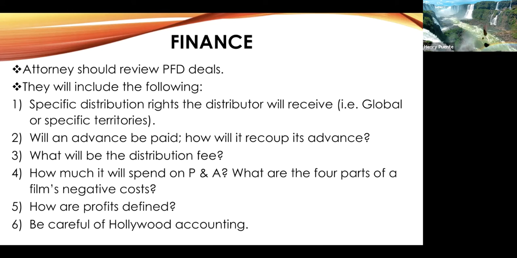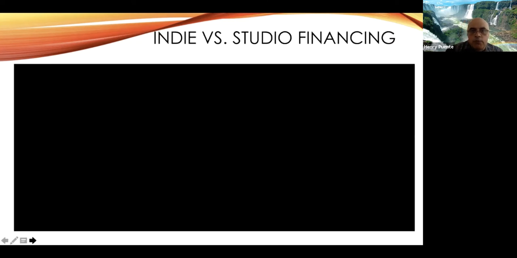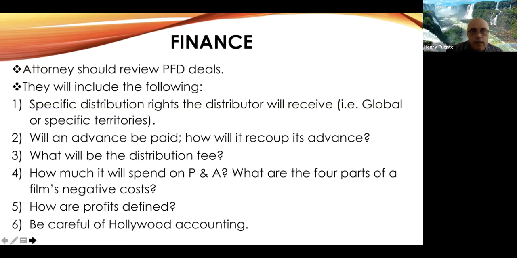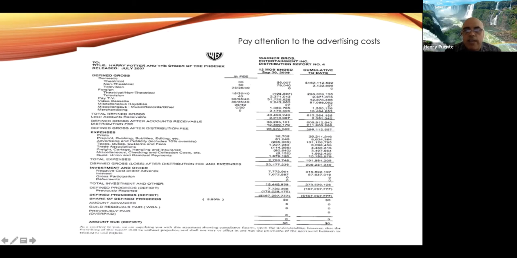And then how are profits defined? Are they talking about a contractual break-even, a floating break-even, or a straight break-even? And so we'll talk about that in more detail later. And always pay attention to Hollywood accounting. This is what people always refer to. If you look at Hollywood accounting, this is a clip of Harry Potter and the Order of the Phoenix. And as you can see here, you would think the movie made a lot of money and was theatrically very successful.